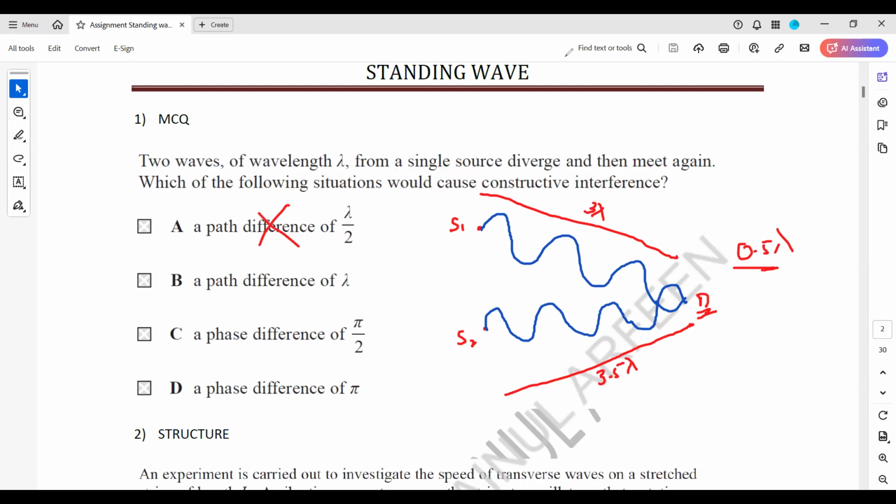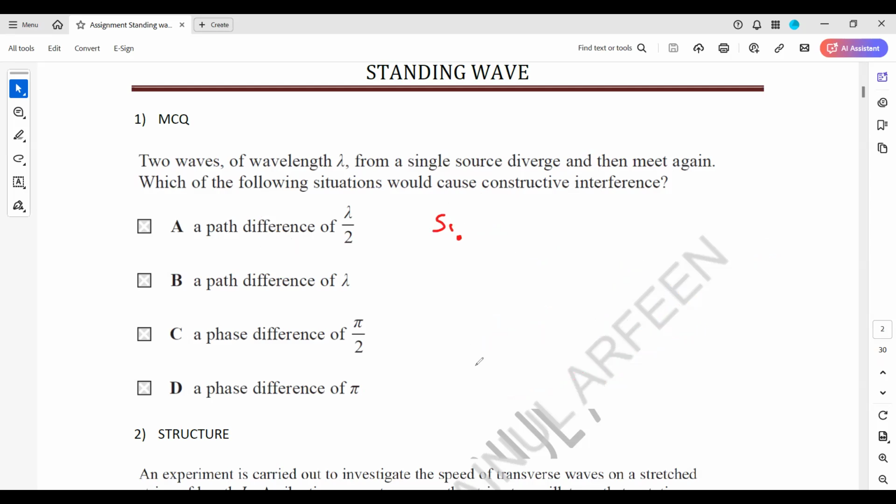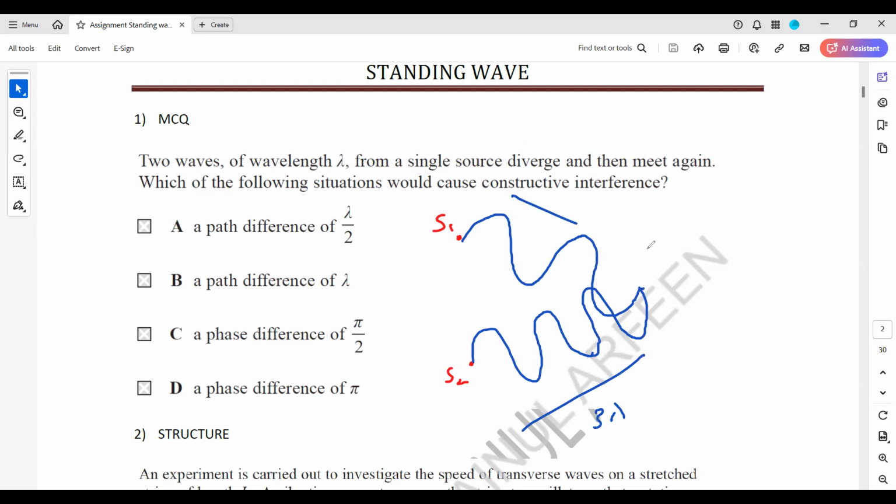What about B? B is the right answer. How? For example, we have source 1 and source 2. When the two waves combine, say 1, 2, and another wave 1, 2, and 3. This is a 3 wavelengths example and this is 2 wavelengths. So what is the path difference in terms of the wavelength? 3 wavelengths minus 2 wavelengths, so the path difference is lambda. When the path difference is lambda, they will have a constructive interference or constructive combination.